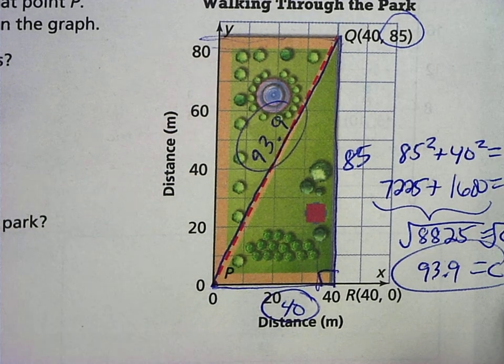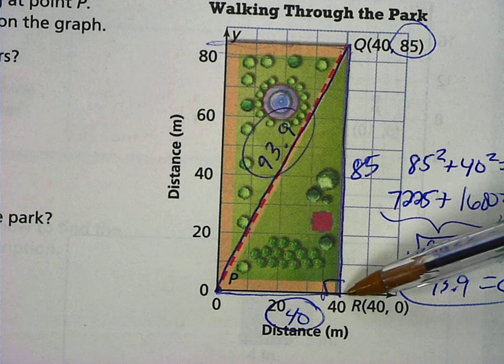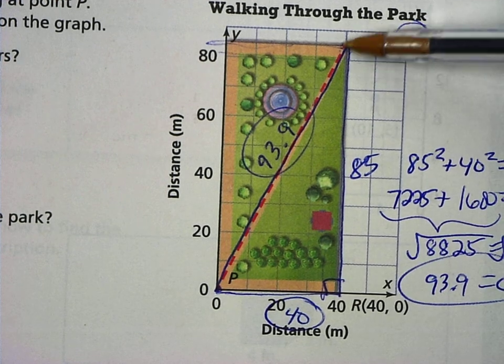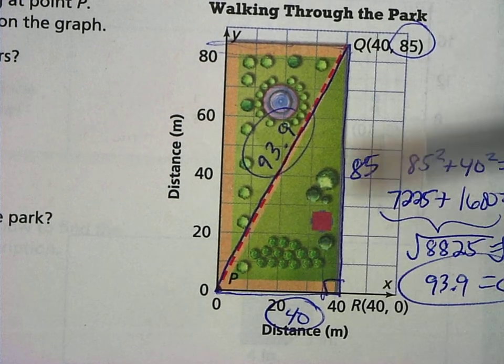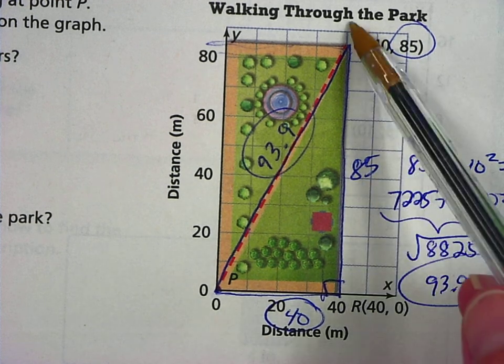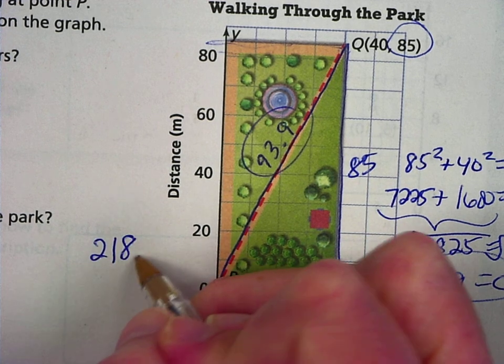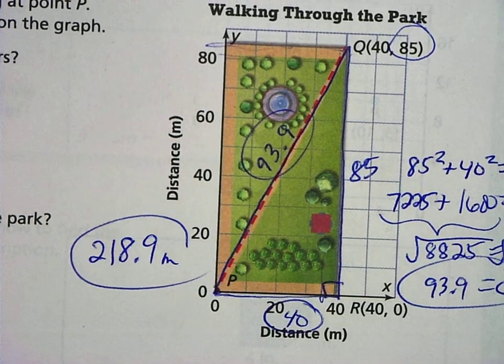Now the second part of this says, what's your total length of the walk in the park? Well, if you walked 40 meters this way, 85 this way, and then 93.9 this way, that means add all of those up, find the perimeter. So 40 plus 85 plus 93.9 is 218.9 meters. That's your total walk in the park.